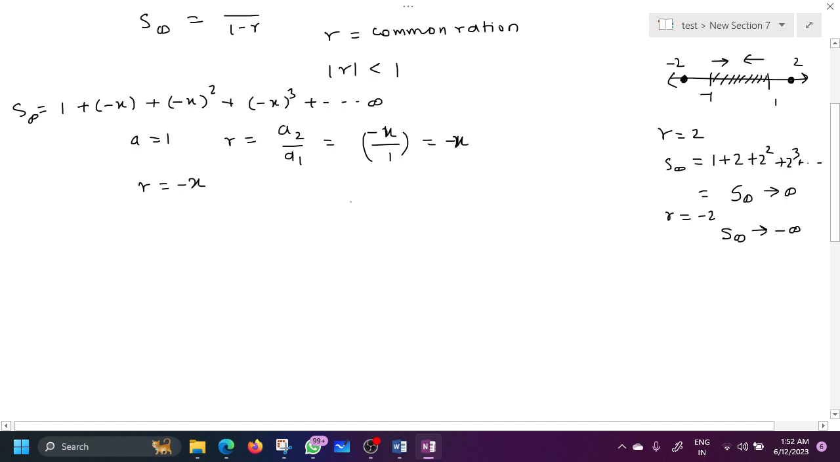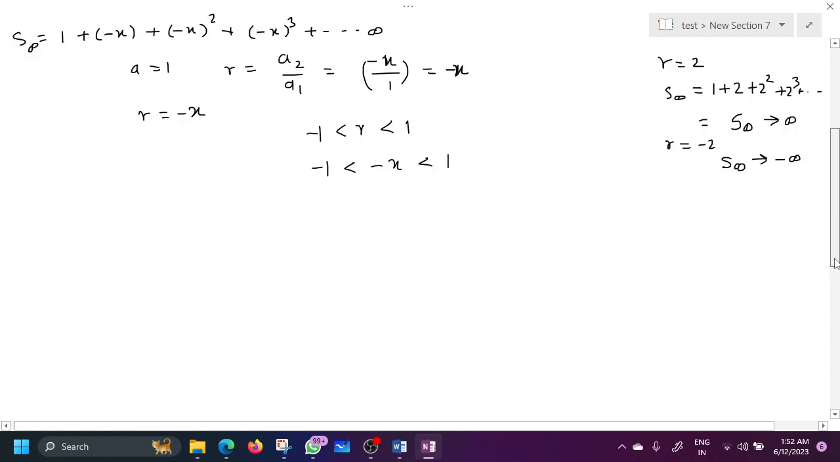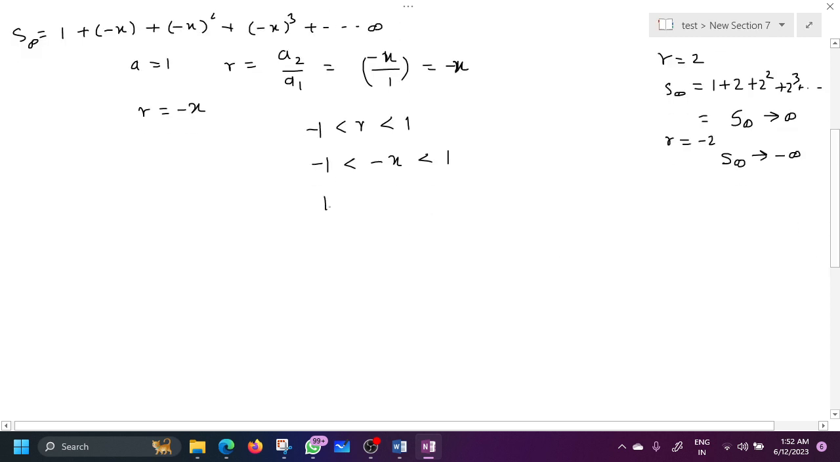Now the r range is already given to us. r should lie in this range, less than 1 and greater than minus 1. And r is minus x. So minus 1 is less than minus x, which is less than 1. If we change the sign, the operator will flip, and then you have 1 greater than x greater than minus 1. So x should lie in this range.